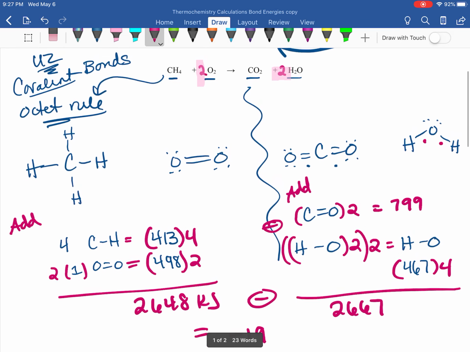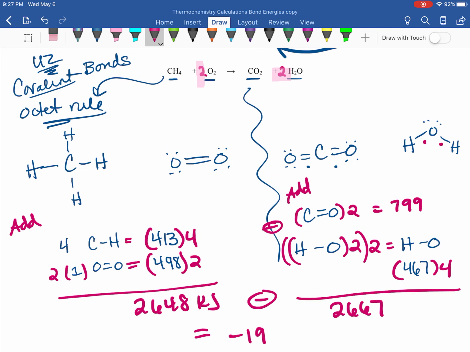So let's see if we can figure out where we went sassy, huh? So let's double check my calculations here and here. Okay, I've got a 4 times 413 plus 498 times 2. Yeah. Okay, and then our CO2 799. Unless we have to multiply that by 2. Let's try it.